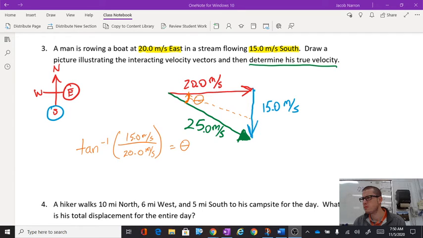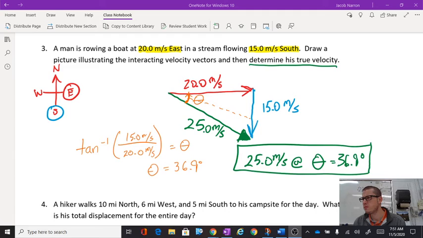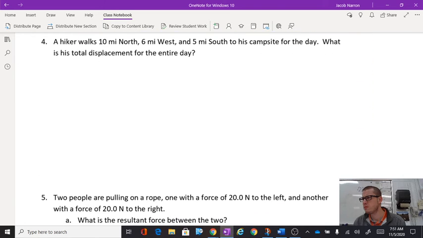So my final answer, and I'm going to write it all together, my final answer is going to be 25.0 meters per second at, let's just say theta equals 36.9 degrees. That is the correct answer, okay? And if you just give me just 25, that's incorrect. That's wrong. But if you say theta equals 36.9, now, I say, okay, that's a vector. Remember, magnitude and direction.